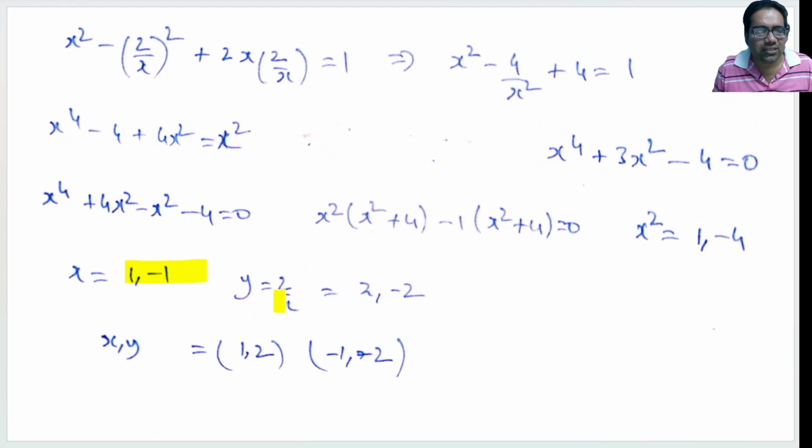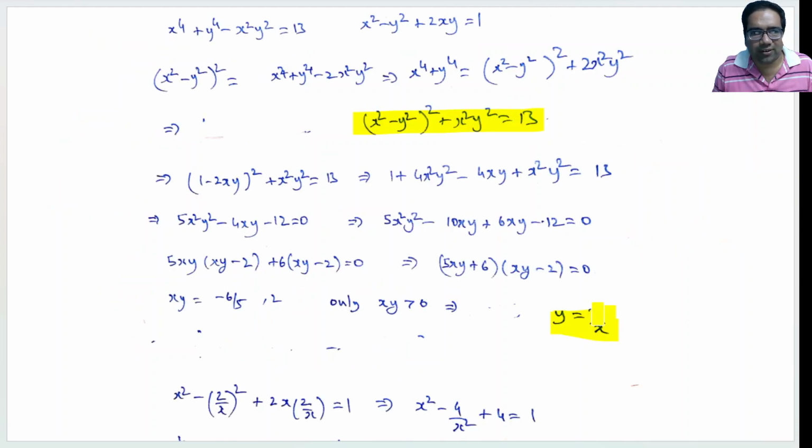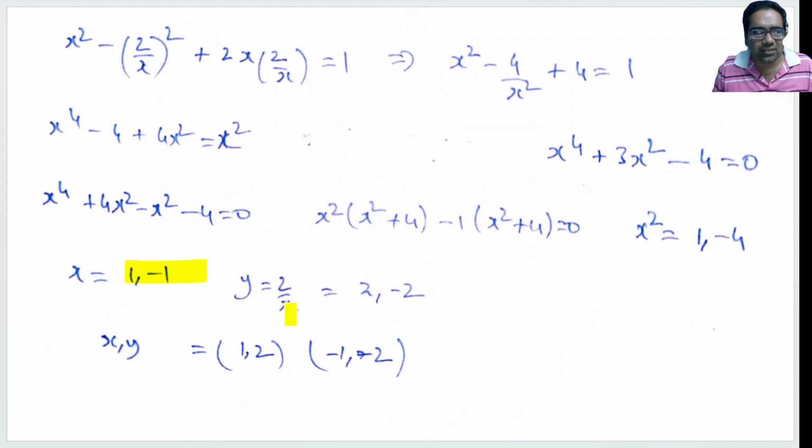But what is y? y is 2 by x. Earlier we have already figured out y is 2 by x. Right? If x is 1, y is 2 by x, which is 2. If x is minus 1, y is 2 by minus 1, which is minus 2. So we got two real solutions: (x, y) is (1, 2) or (minus 1, minus 2).